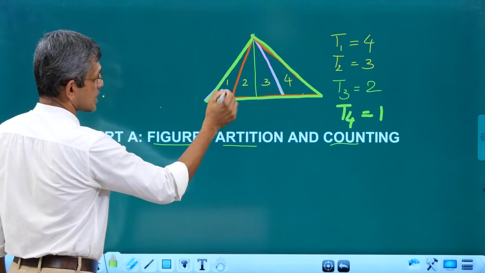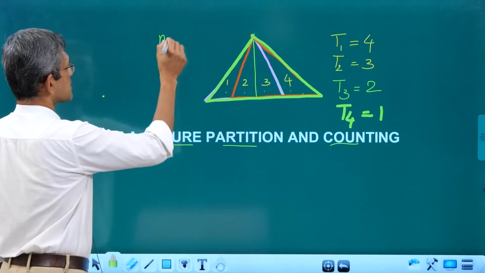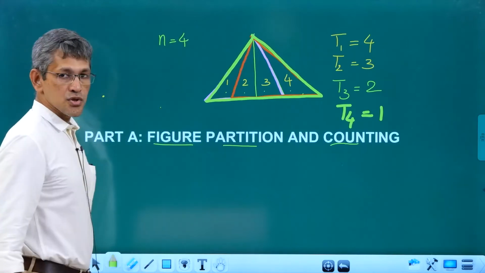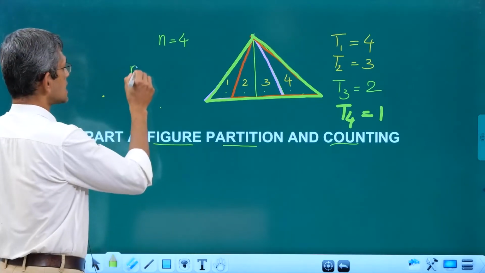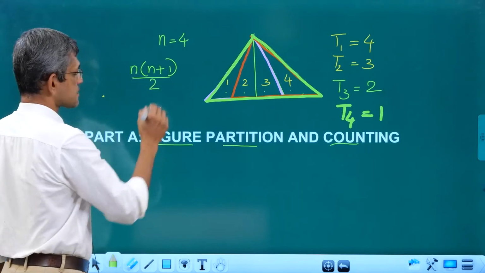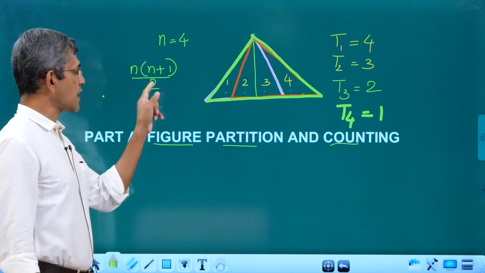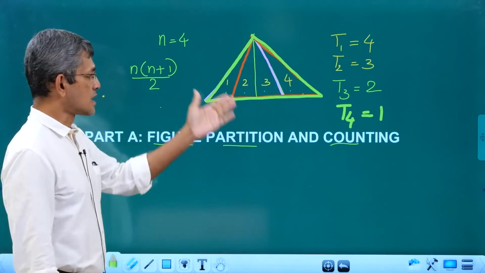The number of pieces here is 1, 2, 3, 4. So we take n as 4. Number of pieces, 4. So the total number of triangles is n into n plus 1 divided by 2. So 4 into n plus 1, which is 5. So 4 into 5 by 2. So 20 by 2, 10. Same answer we have.